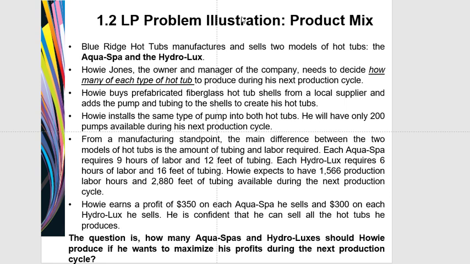So obviously the company produces products to maximize profit, or sometimes to minimize costs. For example, if you read through the illustration, we are told that the company wants to maximize their profit. You're given details about the profits, and we are told they are producing two products, the Aquaspa and the Hydrolax. They sell the Aquaspa at a unit profit of $350 and the Hydrolax at a unit profit of $300.